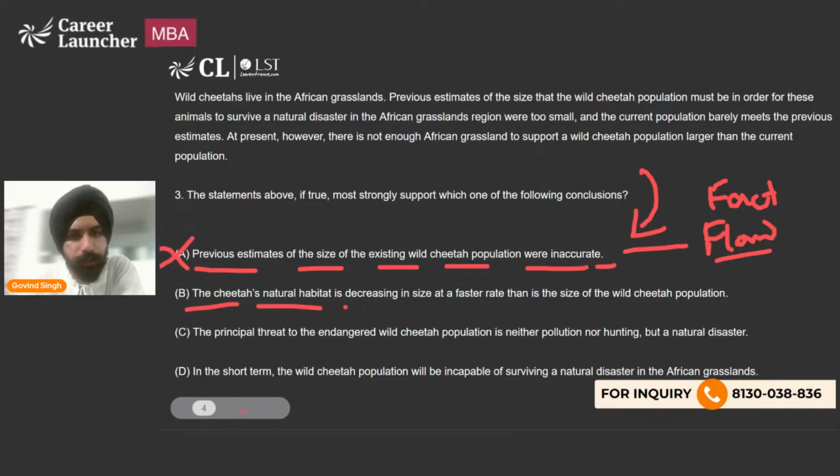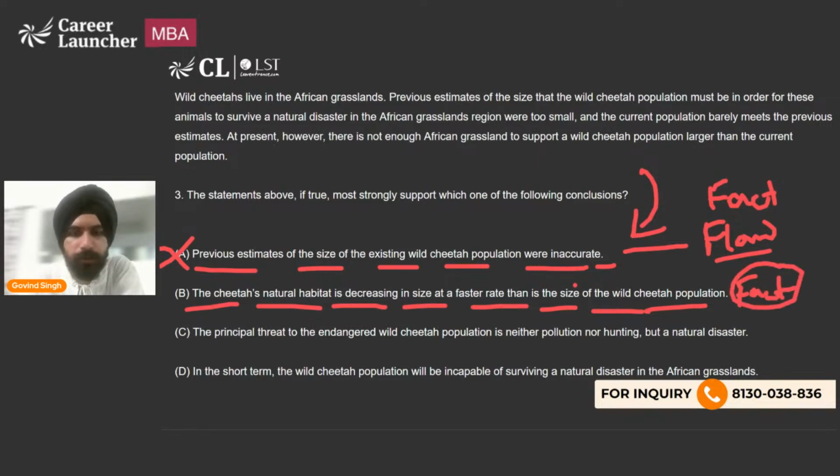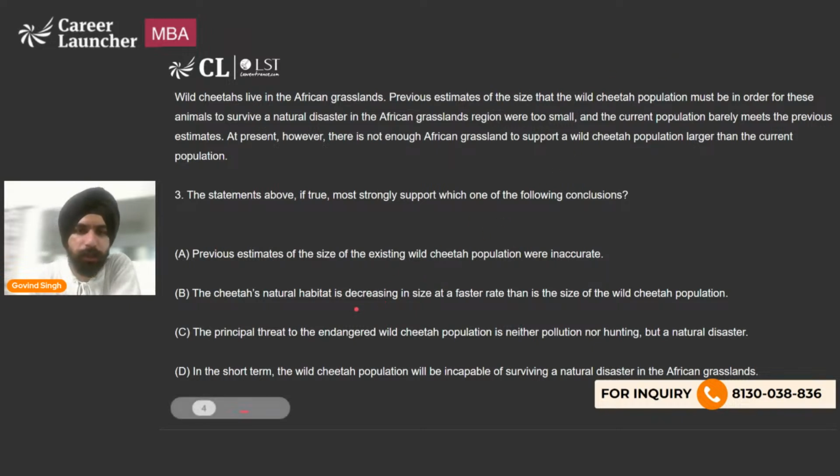B says the cheetah's natural habitat is decreasing in size at a faster rate than is the size of wild cheetah population. Okay, but this is already given to us in the passage. How is this a conclusion? This is again a fact which is already mentioned in the passage that their habitat is not sufficient enough to sustain the larger cheetah population. अभी उनकी population जो है वो increase हो रही है. This we cannot conclude. We cannot say what is the rate of decreasing of the natural habitat.